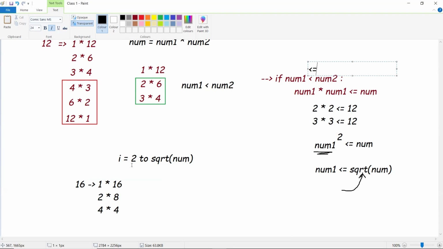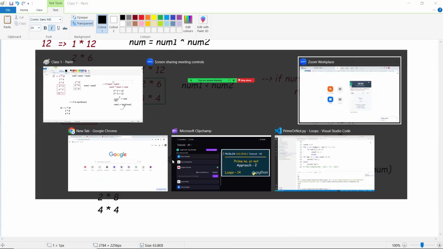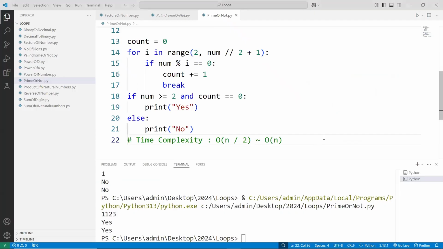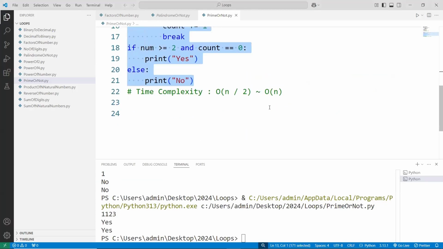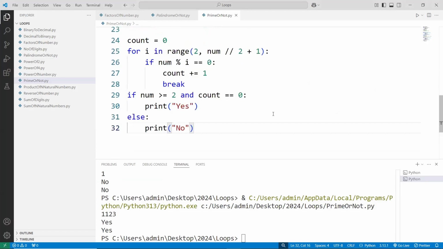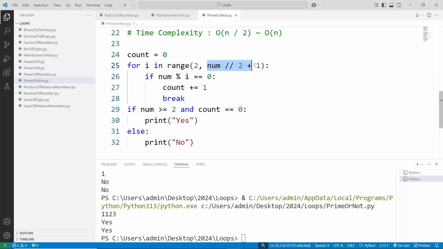Now let's try to start from 2 and go until exactly the square root of our number. So let me go to Visual Studio and break down the approach. Let's take the same code. Over here, we just need to go until the square root. But instead of using square root, for which we need the math module, from which we need to import sqrt, instead of going that way, can we use num square? I mean, num1 square less than or equal to number.